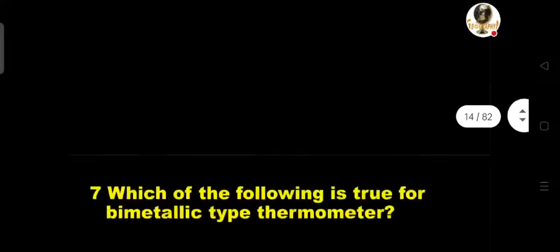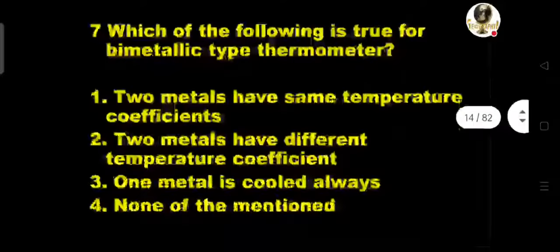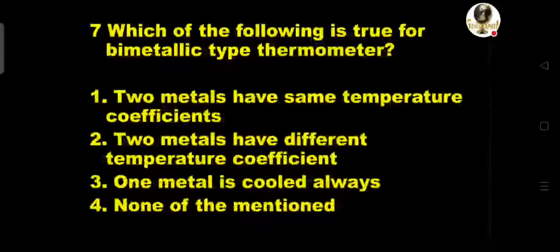So here is another new question for you. Which of the following is true for the bimetallic type of thermometer? A very interesting question. Option 1: two metals have the same temperature coefficient; option 2: two metals have different temperature coefficients; option 3: one metal is cooled away.